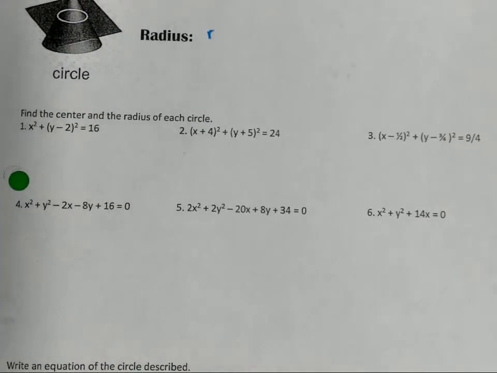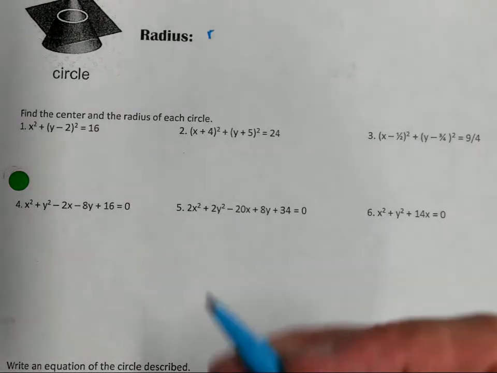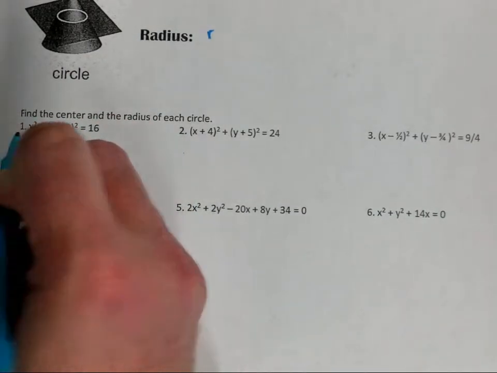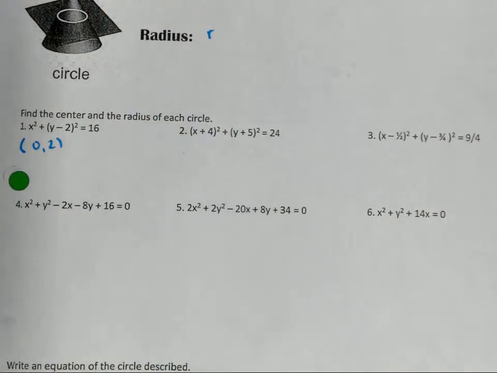So on this first section, all you do is identify the center and the radius. On number 1, what do you think the center will be? 0, 2. There's not a parentheses there, so it's just 0. 0 and 2.